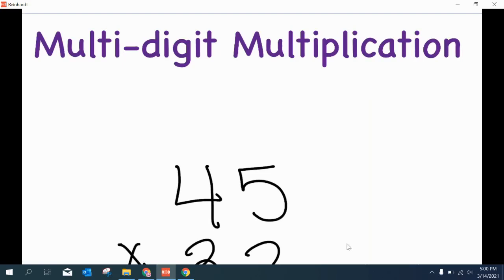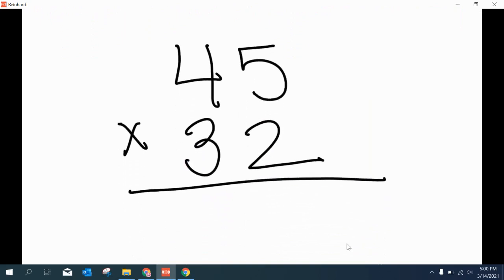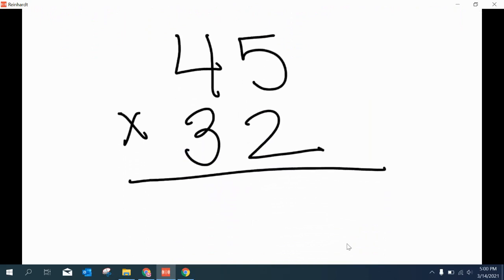Welcome back, fourth grade, and we're going to work on our last skill for today, multi-digit multiplication. Multi-digit multiplication means numbers that have more than one digit, meaning they're not just a 0, 1, 2, 3, 4, 5, 6, 7, 8, 9, but they have a number in the tens place and the ones place. It could even have numbers in the hundreds, tens, and ones, but we're going to focus on 2 digits by 2 digits today. Our problem is 45 times 32.